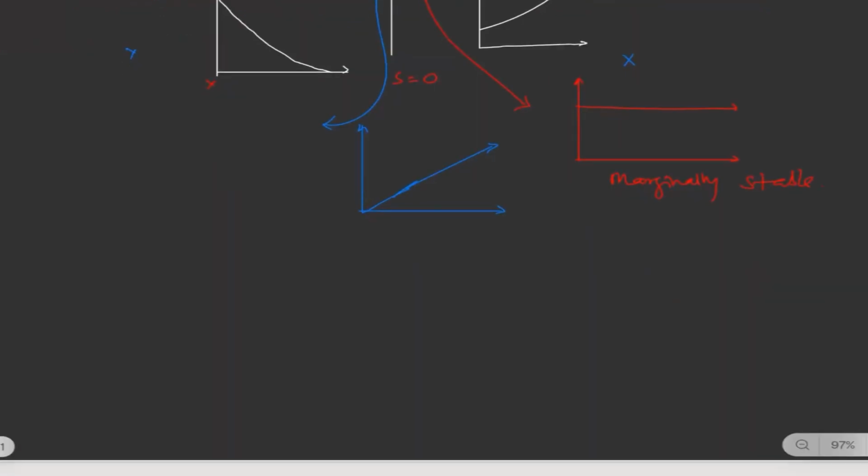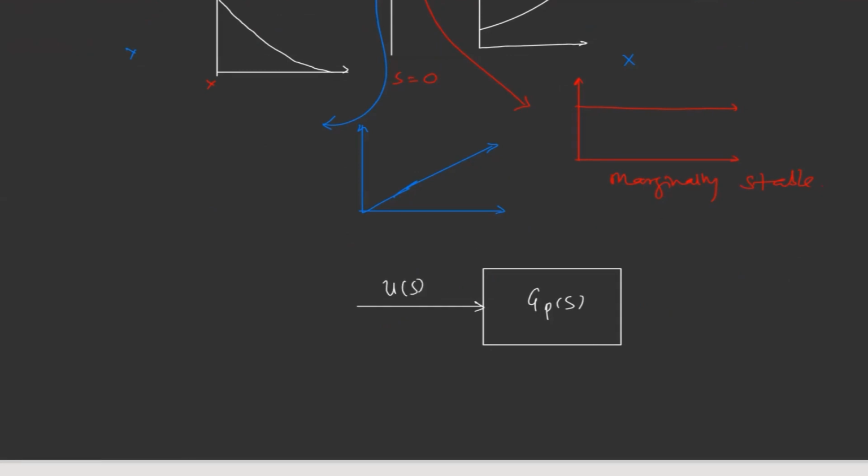So let me draw it. Suppose we have a system. This is our plant, GP of S, and this plant is affected by U of S, some control, and this is our control algorithm or control transfer function, we can say. So if the plant is found to be unstable, we can add some poles and zeros to the system. We can make the closed loop system stable.